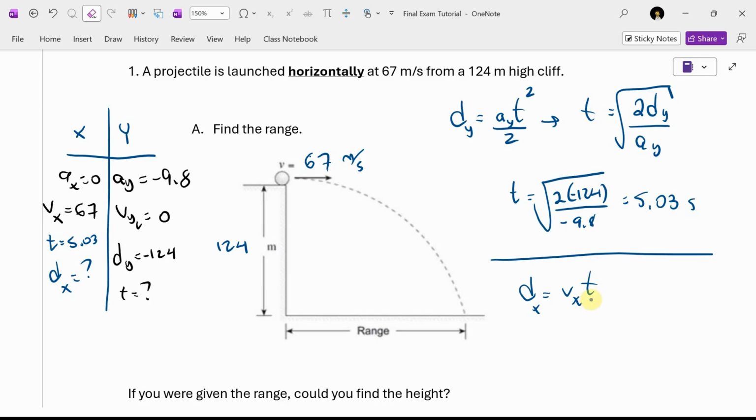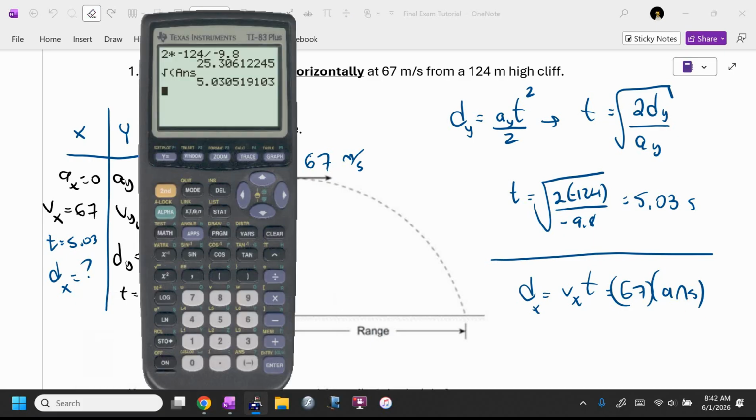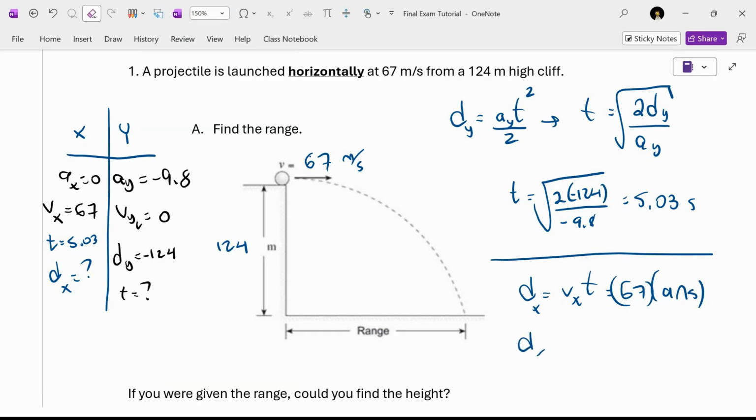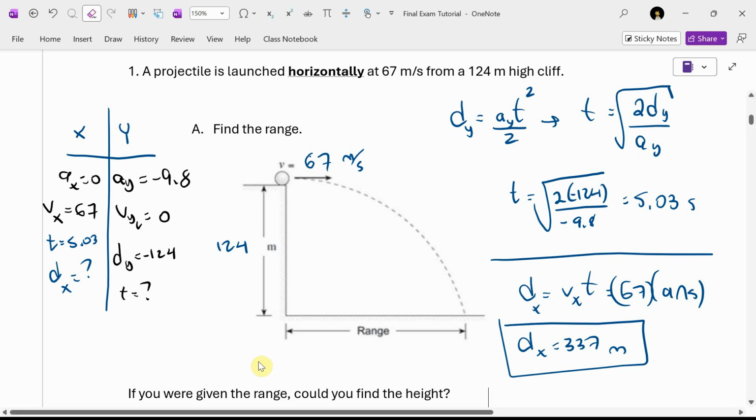Ooh, it's going to be 67 times answer button. 67 times answer button. And I get a range of 337 meters. No? Yes? Following along on your calculator?